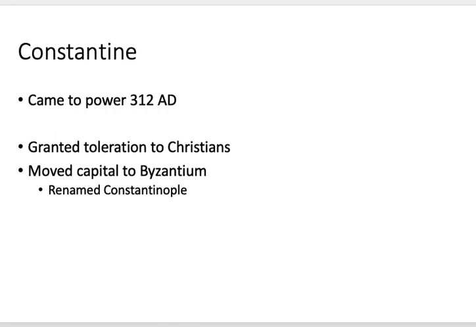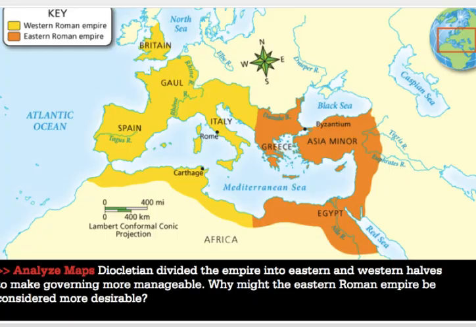And he's really most famous for two things: granting tolerance, I should say, to the Christians, right? So he stops the persecution of Christians, and eventually he himself converts to Christianity, becoming the first Roman emperor who is Christian. He also moves the capital away from the city of Rome back to Byzantium. So look at the map here, right? He moves the capital out of the Western Roman Empire and into the Eastern Roman Empire.